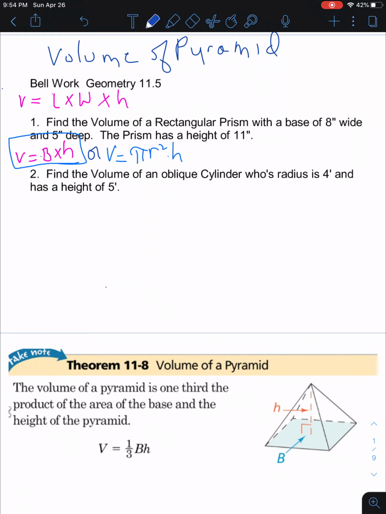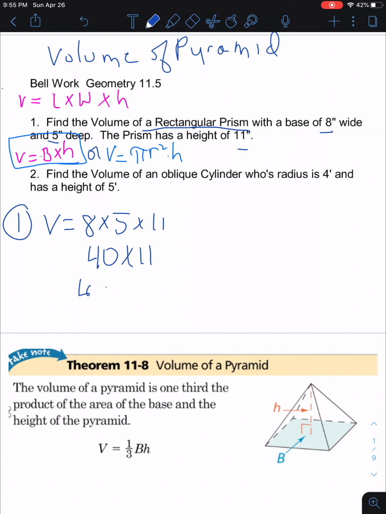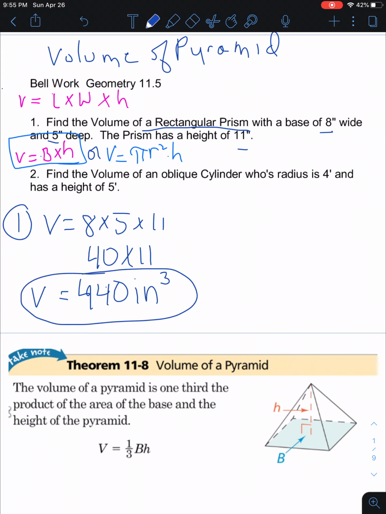We looked at the volume already of a rectangular prism, and a rectangular prism was length times width times height. In this case, the volume of this prism with a base of 8 and a depth or width of 5 and a height of 11 would be 8 times 5 times 11, which is 40 times 11, which is 440. And that's going to be in cubic inches because all of the values were in inches. So the volume of that rectangular prism is 440 cubic inches.